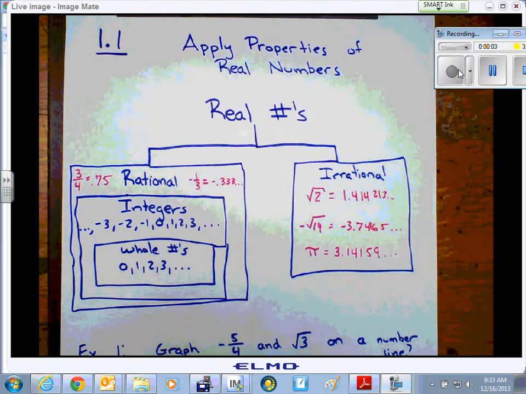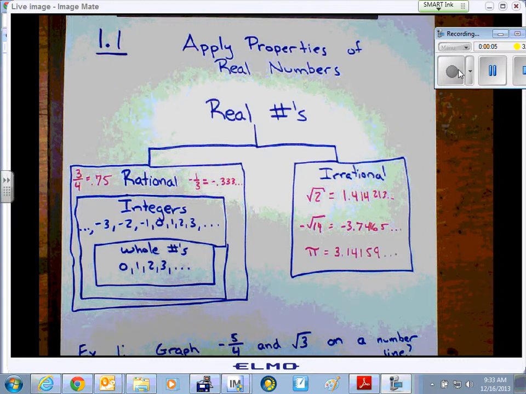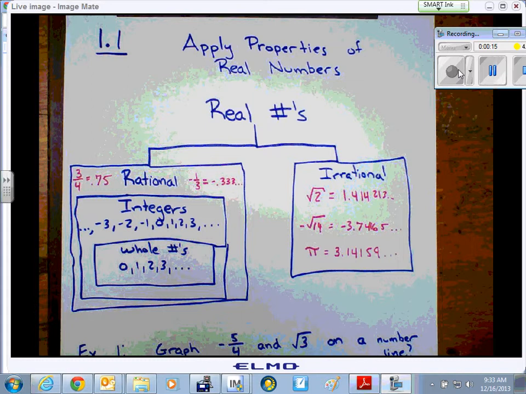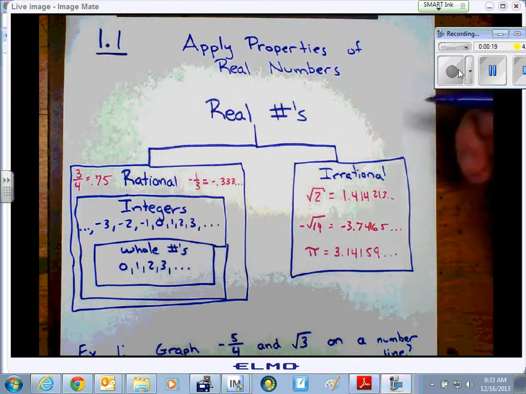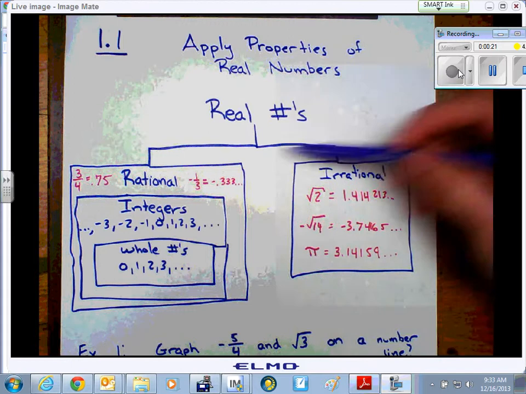All right, chapter 1.1, which is applying properties of real numbers. This is mainly a review from Algebra 1, but I thought I'd go through it just in case there were any problems. The first thing in that section deals with real numbers and what real numbers actually are. And real numbers can be put into two different categories.